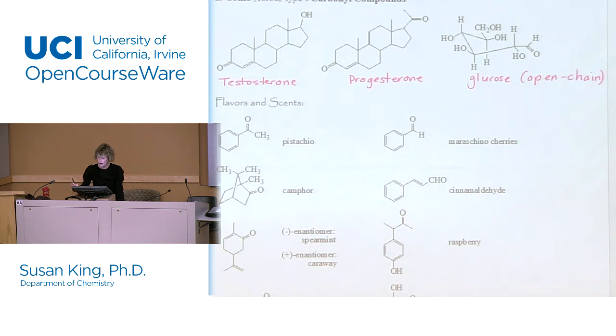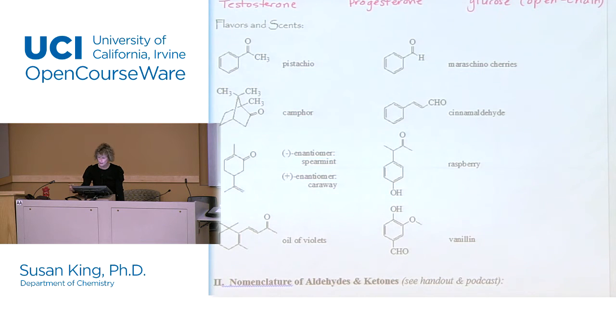And aldehydes and ketones figure prominently in perfume manufacturers. A lot of them smell really good. This smells like pistachio. This one smells like camphor. We have maraschino cherries for the aldehyde. We have cinnamaldehyde, which smells like cinnamon. We've got raspberry flavoring. We've got vanillin, which smells amazing. We're going to use that this quarter in my lab, and the whole lab smells like vanilla. It's nice. Oil of violets.